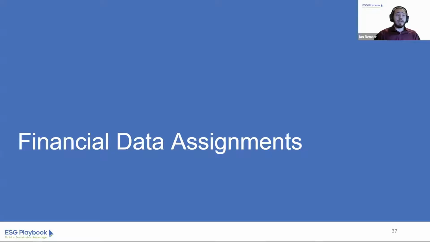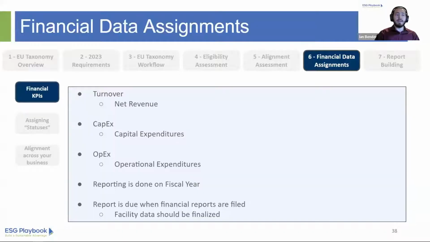To do that, we'll need to understand a couple more key terms and refresh a little bit on reporting deadlines. Some initial key terms are turnover, or net revenue, CapEx, capital expenditures, and OpEx, operational expenditures. These are how the taxonomy splits income and expenses, and they are referred to as financial KPIs. And as a general refresher, the EU Taxonomy report is due when financial reports are being filed. So that means ideally, much before then, facilities and legal entities' financials have also been finalized, and this data becomes very important during this step.